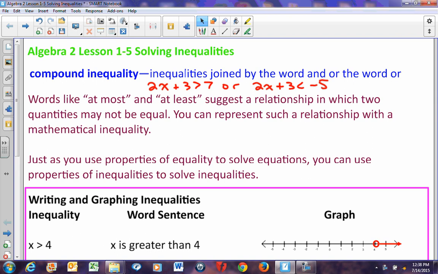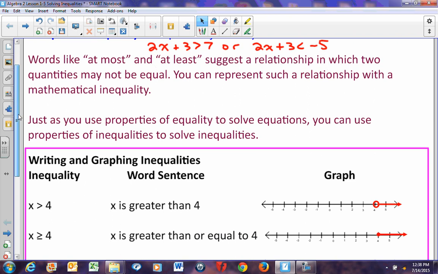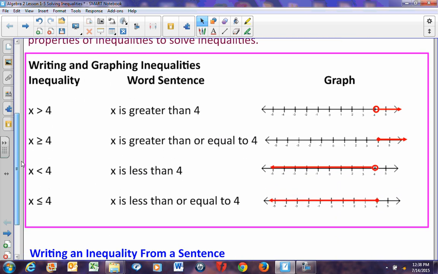Words like "at most" and "at least" suggest a relationship in which two quantities may or may not be equal. They are inequalities. You can represent such a relationship with a mathematical inequality. Just like you use the properties of equalities to solve equations, you can use the same properties of inequalities to solve inequalities. One of the things you need to do is remember how to graph inequalities. Let's just refresh our memory.